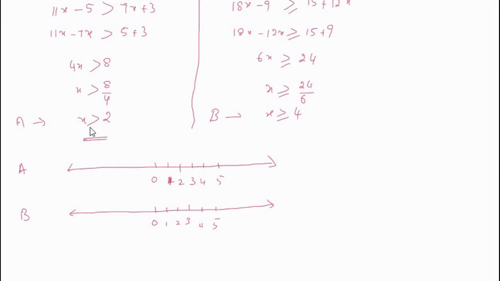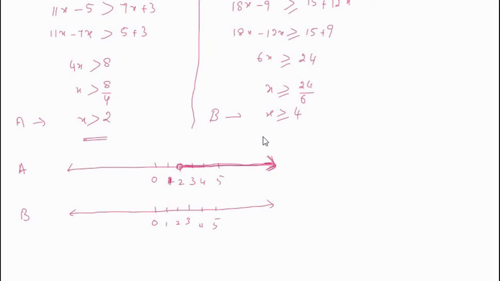So the first one, x greater than 2. So 2 is not part of the solution, so 2 has to be a hollow circle. But x is greater than 2 means every real number which is greater than 2 up to plus infinity is part of the solution. So all numbers to the right of 2 are included.